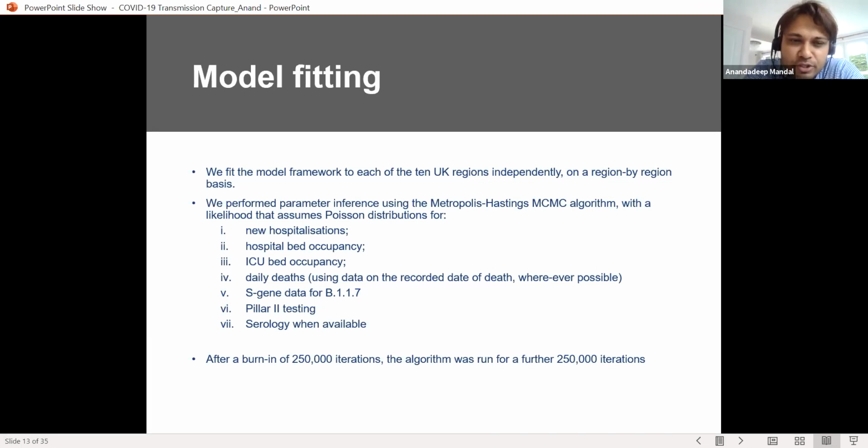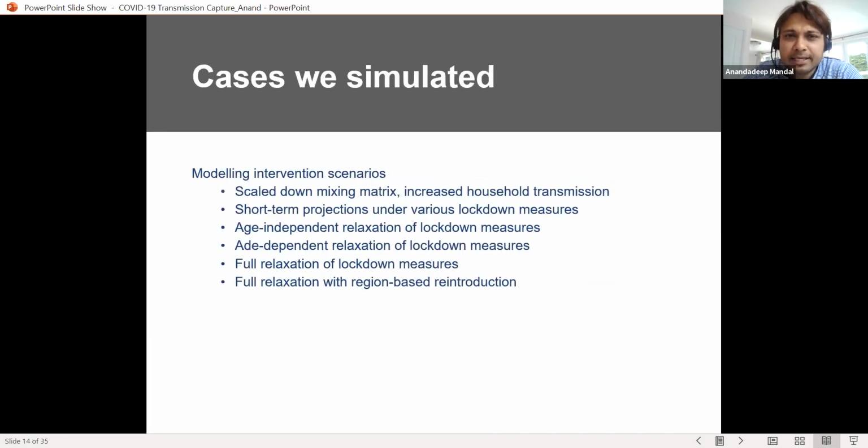So how many times did we simulate? We had a burn-in of around 250,000 iterations first, and then we ran another 250,000. So 500,000 simulations ran for each postcode for each of the 10 regions, so that we get rigid, robust results in prescribing what the government should be acting upon. So we did a lot of simulations.